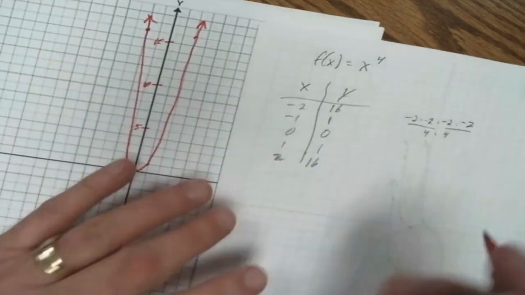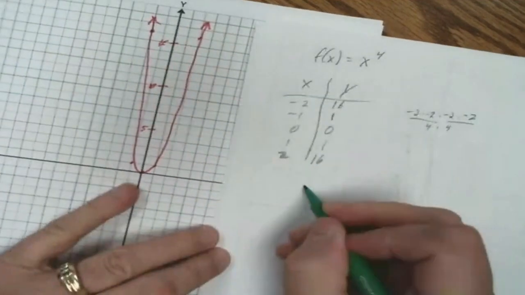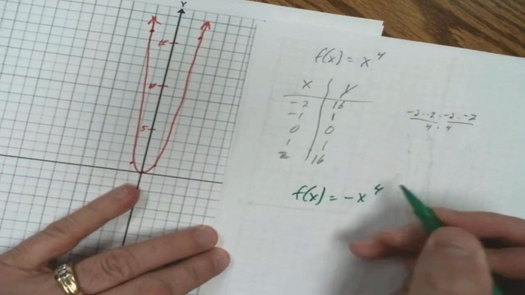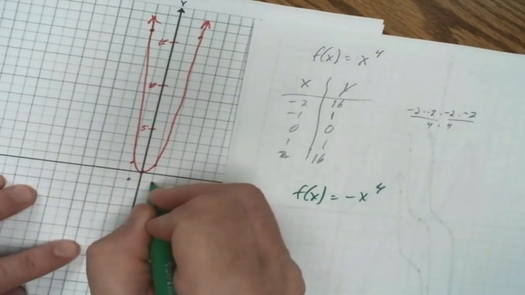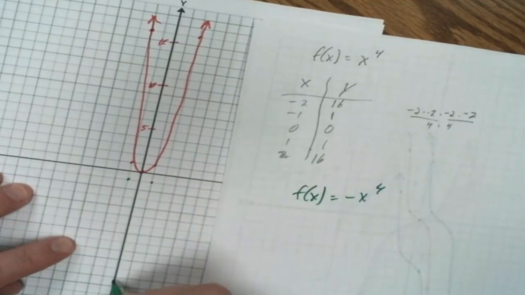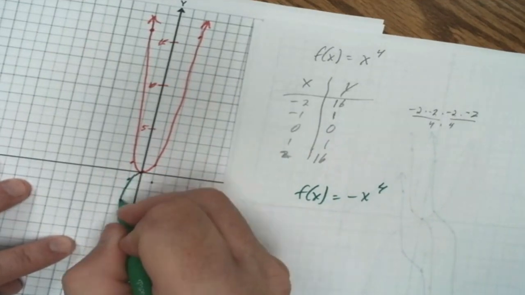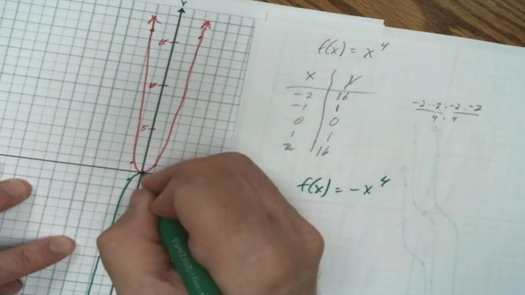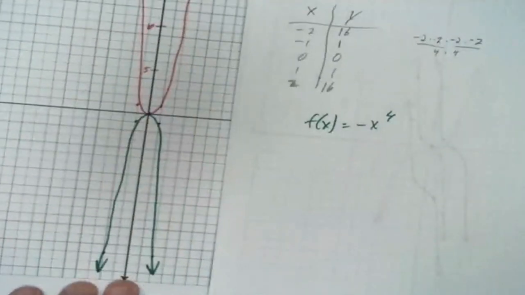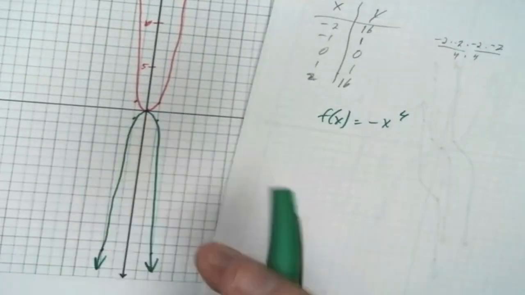If this was a negative, right? If we had a negative 1 out front, negative x to the fourth. Exact same graph, upside down though, right? It would be way down here. F of x equals negative x to the fourth. Anytime you have that negative in front, it's going to reverse the ends.